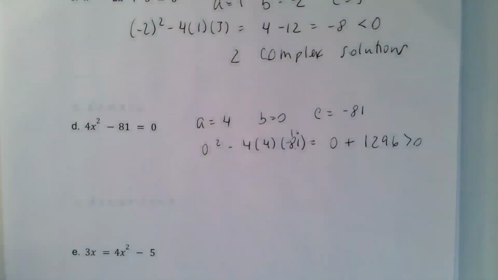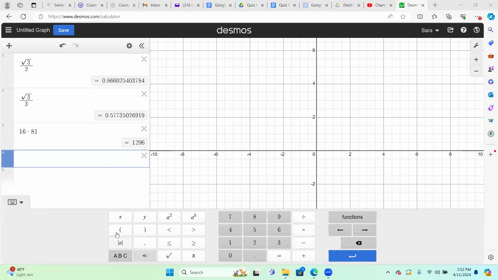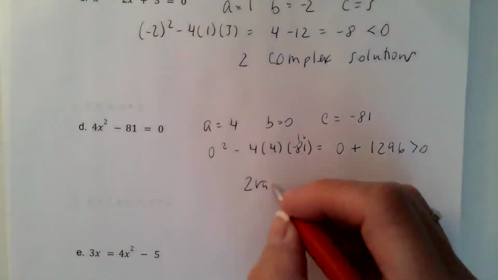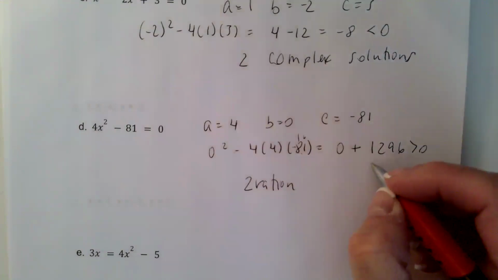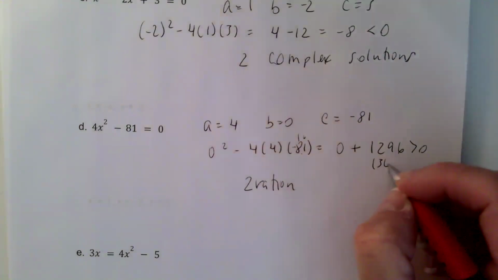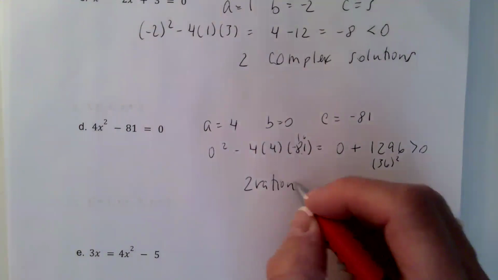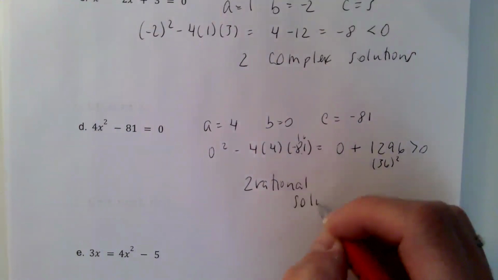I didn't even check, 1296, is that a perfect square? It is. So it's a perfect square. That tells us we have two rational solutions. It's the perfect square of 36. So two rational solutions.